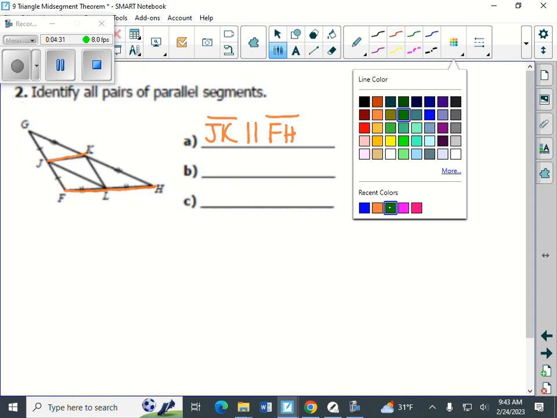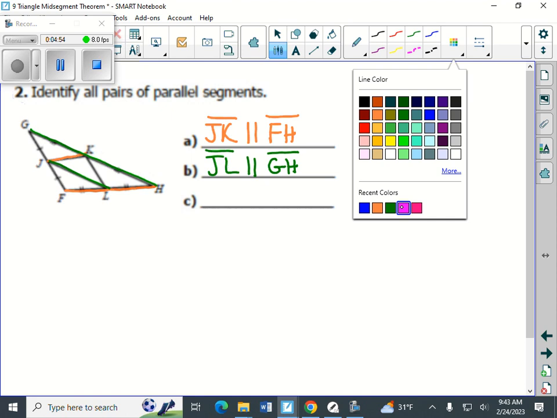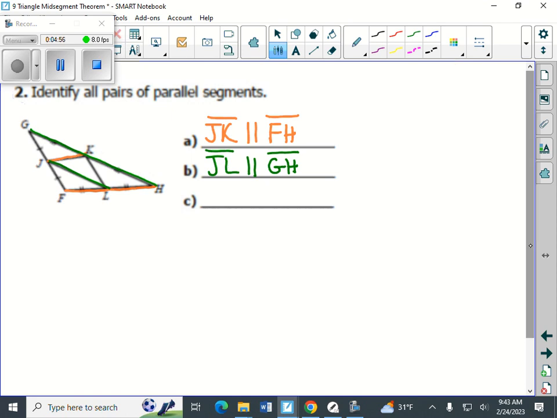We can also say that segment JL is parallel to GH. And finally, we can take segment KL, and it is parallel to segment GF.